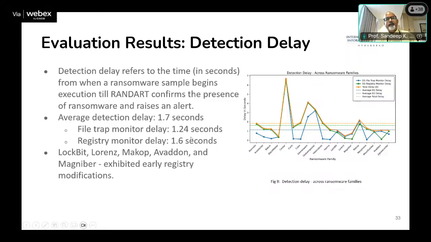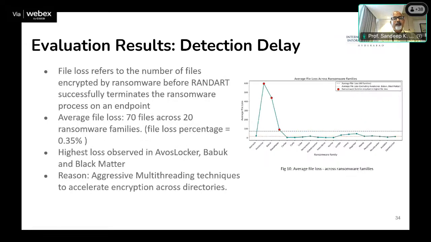So registry monitor delay is about 1.6 seconds. A file trap is about 1.24. Now, as soon as the file trap monitor indicates, we actually suspend the process. So that basically means that this is the amount of time the ransomware got to actually do the encryption. After that, it cannot continue doing the encryption in 99% of cases. So that saves us a lot of files.